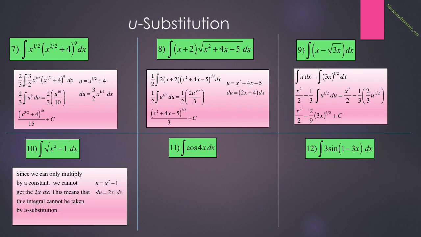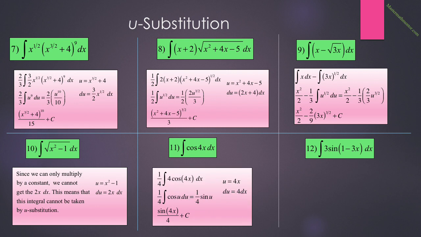Number 10 asks for the integral of the square root of x squared minus 1 dx. We let u equal x squared minus 1, du is equal to 2x dx. And we conclude, as we saw before, that we cannot integrate this because we cannot pull off the 2x. We can put a 2 on the inside and a 1/2 on the outside, but variables are not allowed. So therefore, this integral cannot be taken by u-substitution.